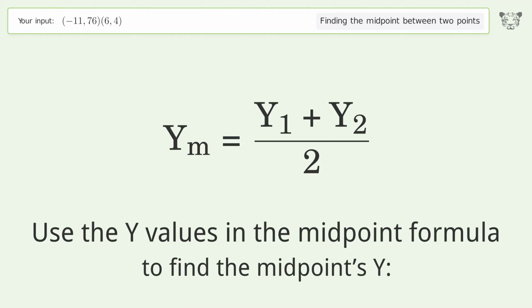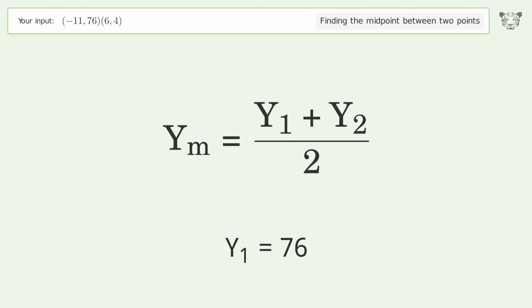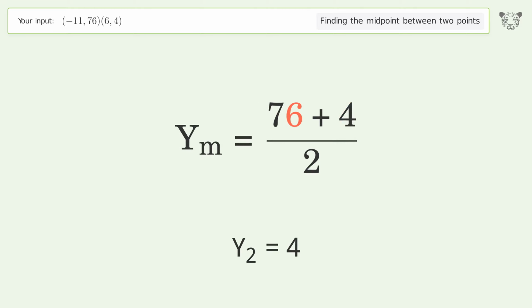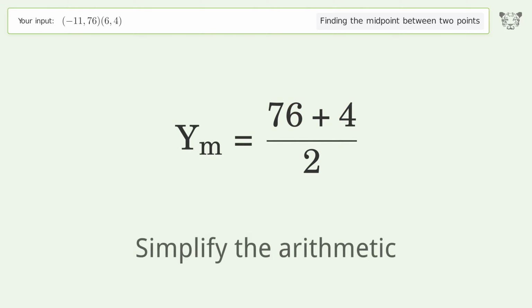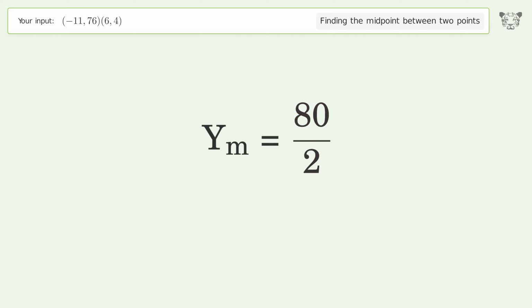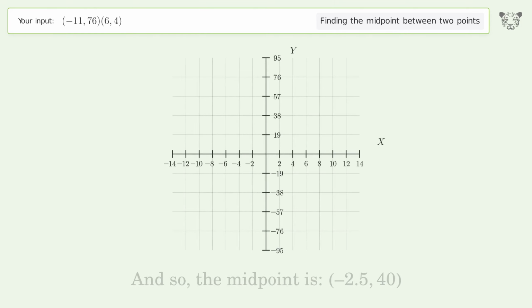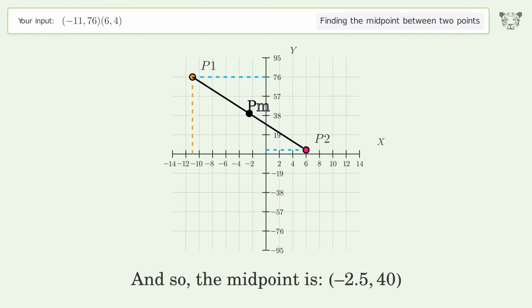Use the y values in the midpoint formula to find the midpoint's y. y1 equals 76. y2 equals 4. Simplify the arithmetic. And so, the midpoint is negative 2.5, 40.